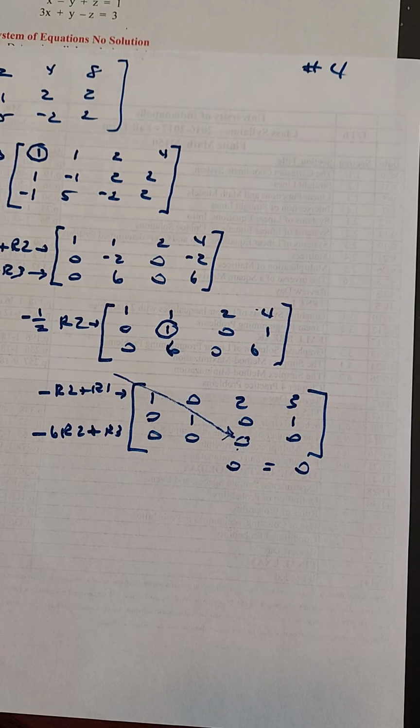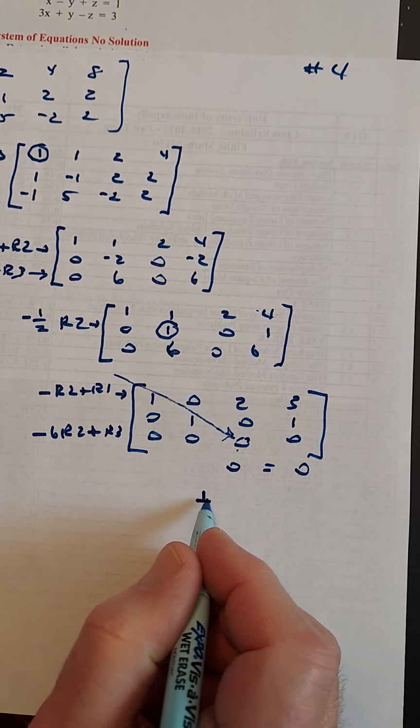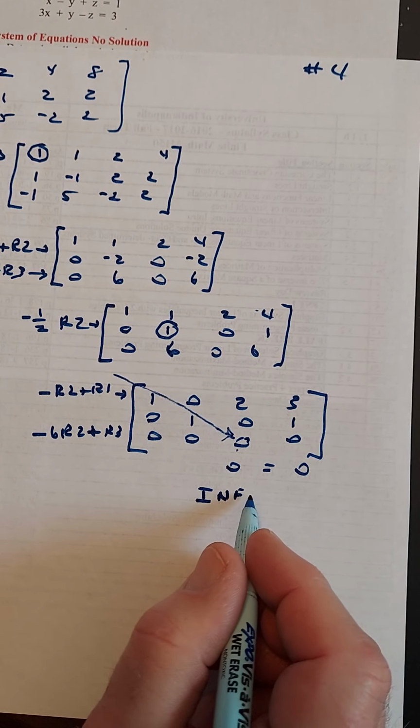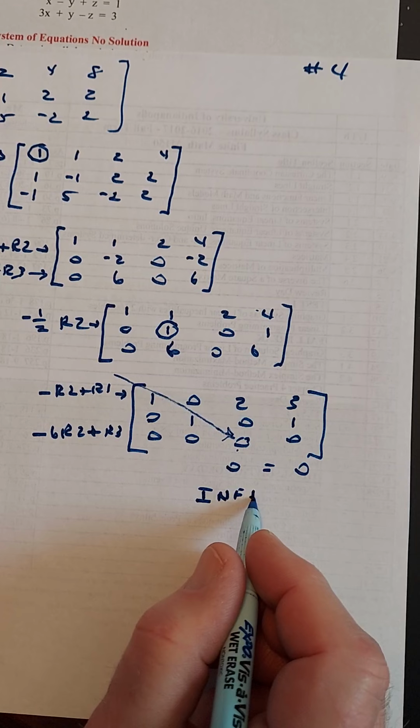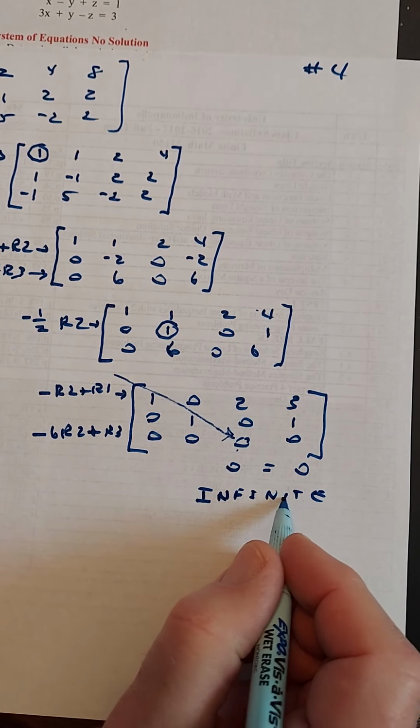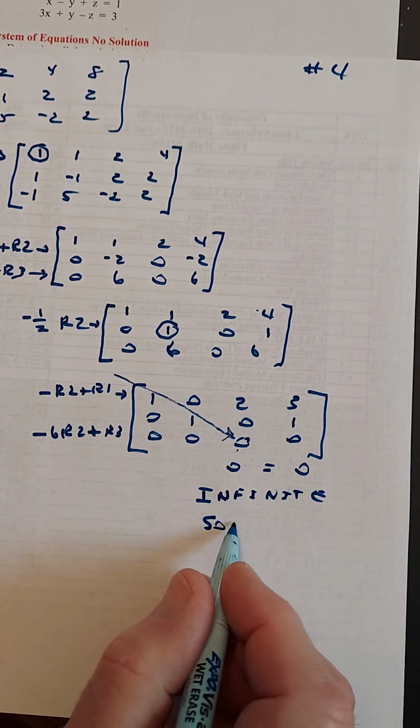Okay, when is 0 equal to 0? Well, it's there all the time. So your answer on this one would be, you don't have one unique solution. You have infinite solutions.